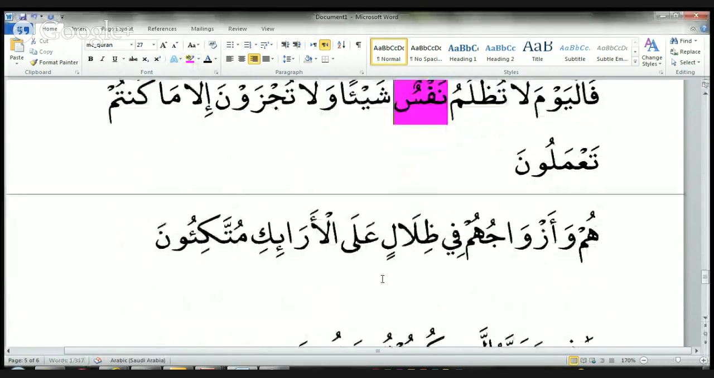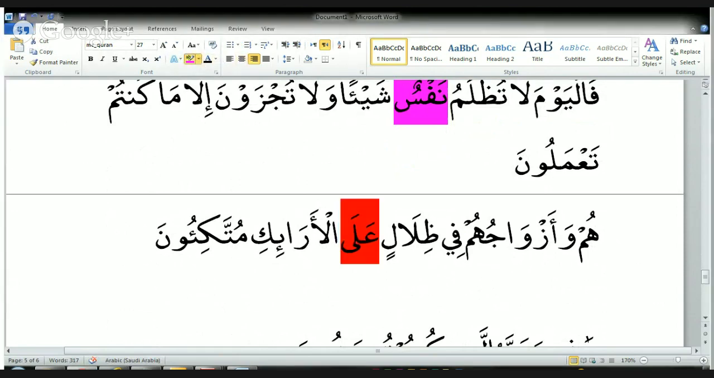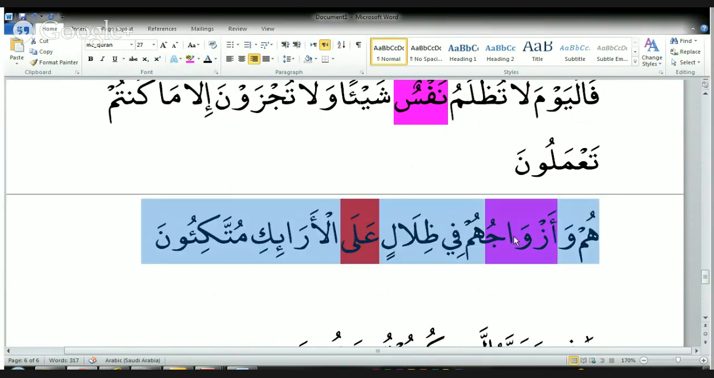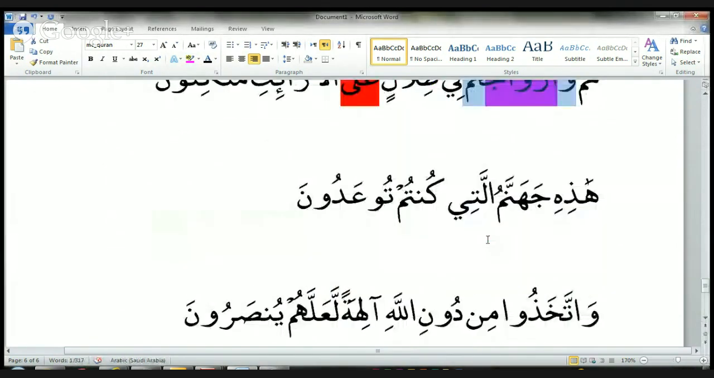Assumed feminine word. Good. هُمْ وَأَزْوَاجُهُمْ فِي ظِلَالٍ عَلَى الْأَرَائِكِ مُتَّكِئُونَ. Anything? This doesn't count because it's a harf. I'll give you one. Azwaj is the plural of zawj. Zawj means, broken plural, yes. That's why it's feminine. Okay.